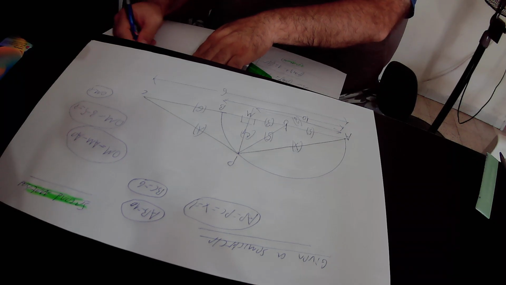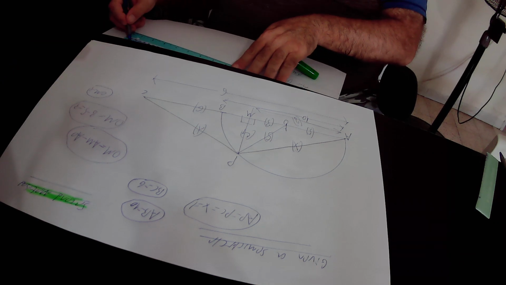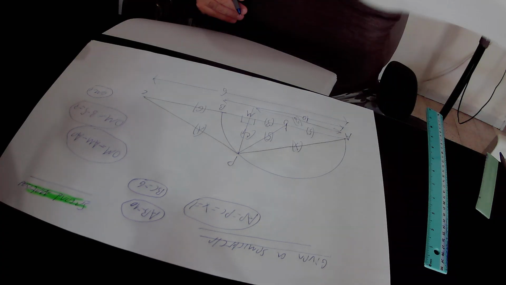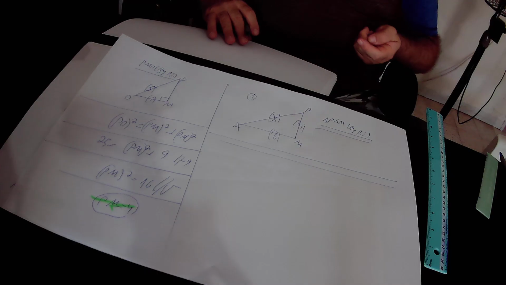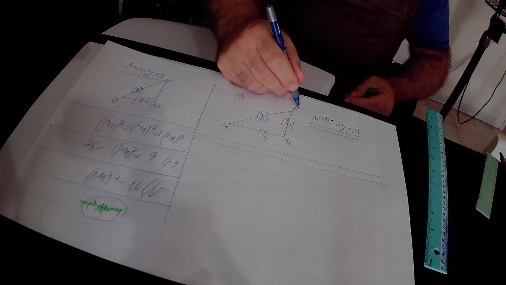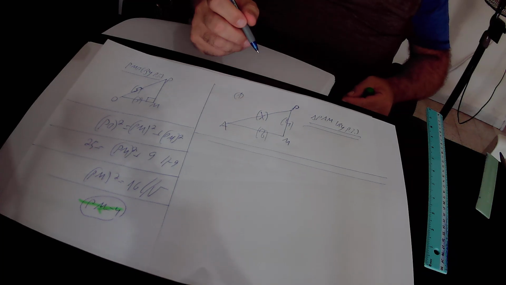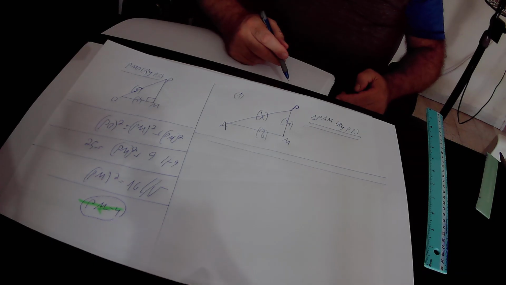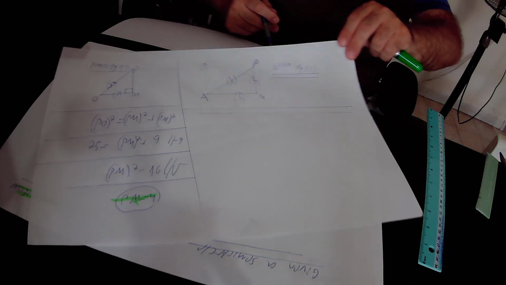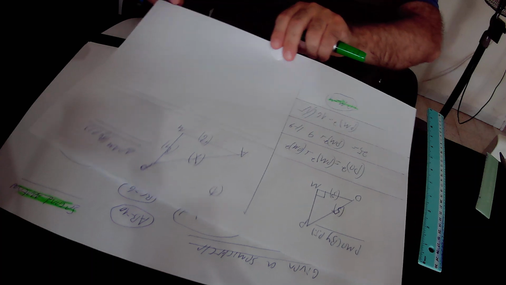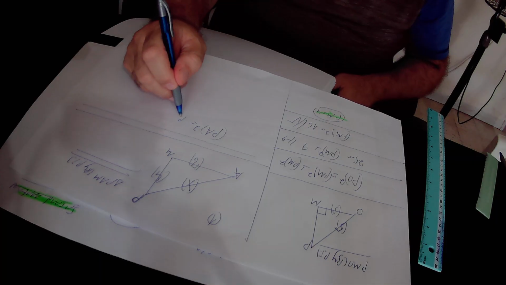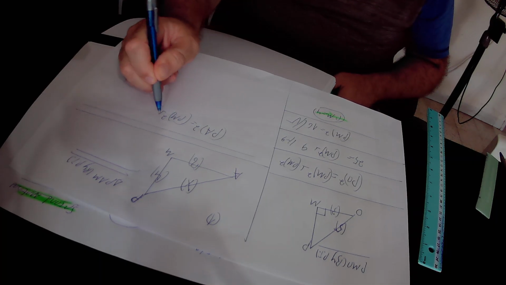So actually, this is the big right triangle PAM that I got from the original drawing. In this right triangle PAM, PA squared, that is the square of the hypotenuse, equals PM squared plus MA squared. So write it down. PA squared, that is the square of the hypotenuse, is equal to PM squared plus AM squared.